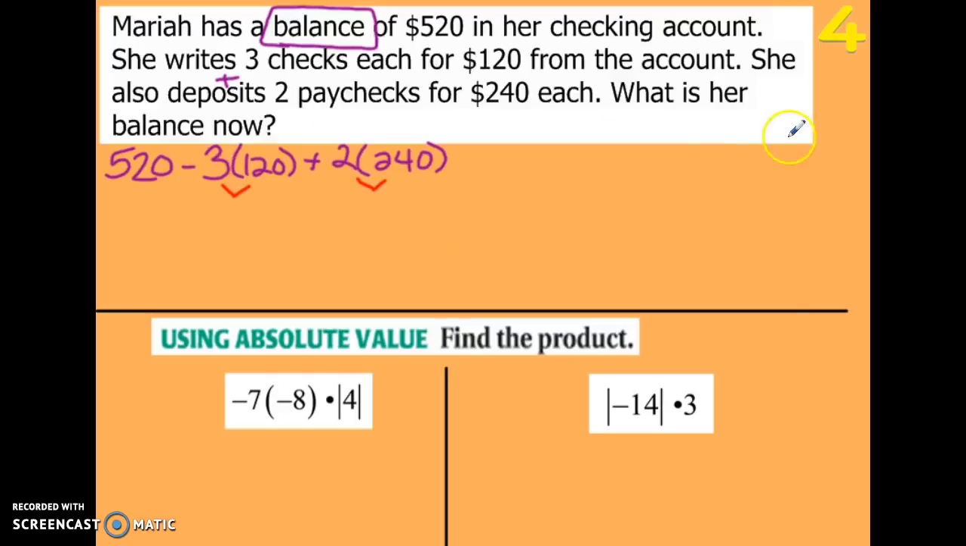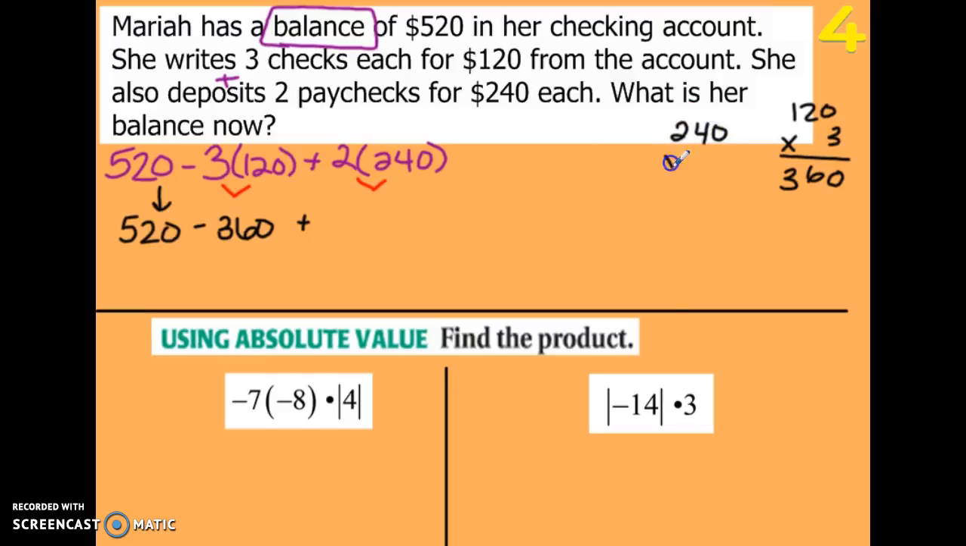So 3 times 120. I'm going to do that over here. 120 times 3. Well, 0 times 3 is 0. 2 times 3 is 6. And 1 times 3 is 3. So this is really $360. But we're subtracting it, so it's a negative. A negative times a positive is a negative. So we have 520, just bringing that down. And then we're going to add 2 times 240.